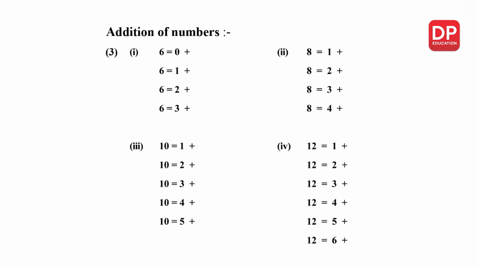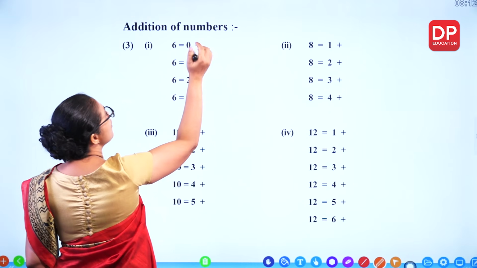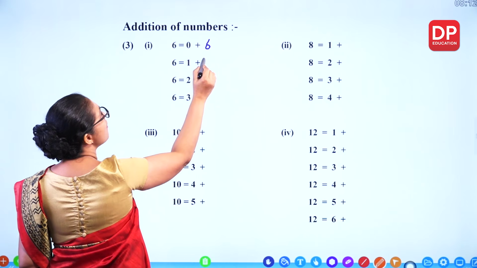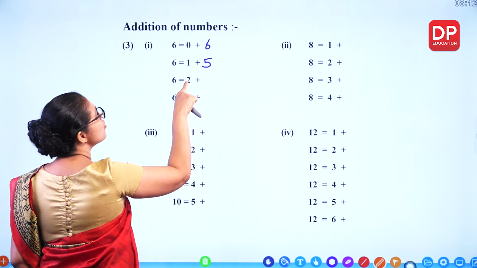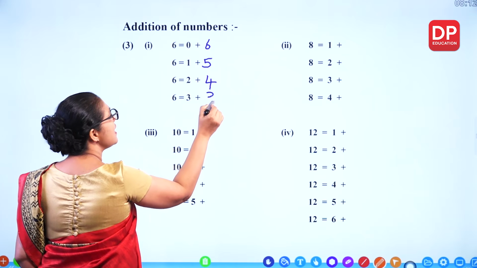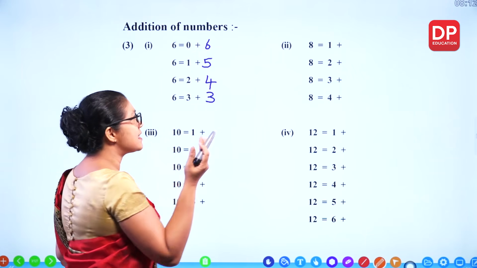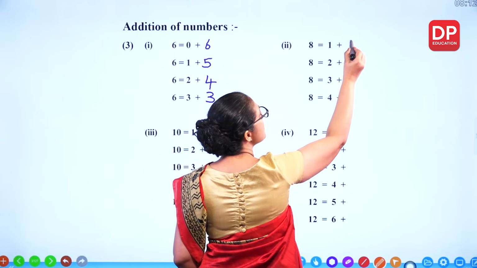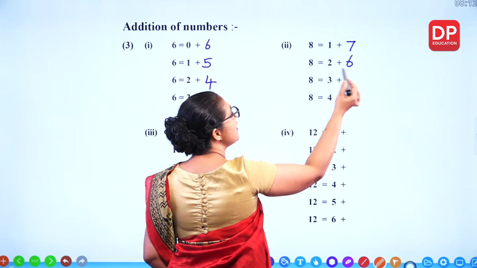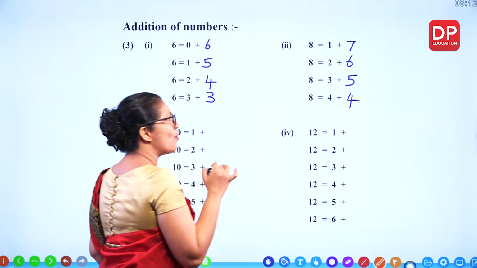Look at this one, addition of numbers. How you get 6? 0 plus 6. 1 plus 5, 6. Or 2 plus 4, you get 6. 3 plus 3, you get 6. So what are the ways you get 8? 1 plus 7. 2 plus 6. 3 with 5 and 4 with 4.